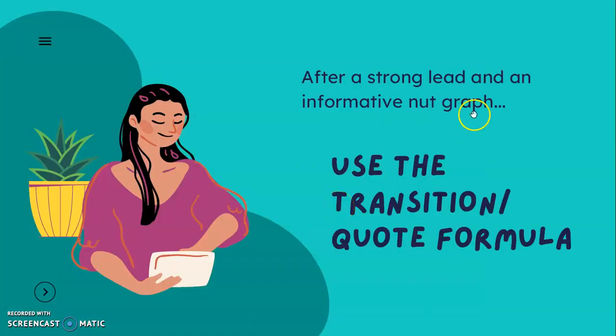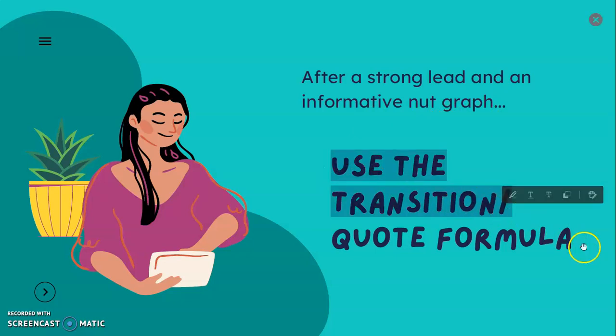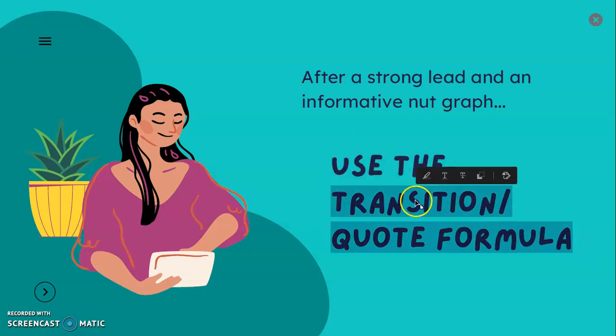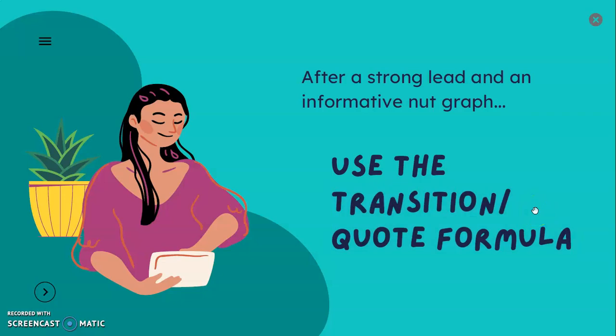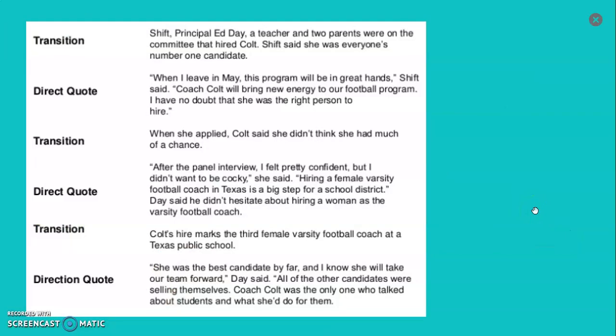Next is, after a strong lead and an informative nut graph, what do we need to write after that? We'll have to make a series of paragraphs using the transition or quote formula. Okay, so this is still part of the middle portion of your feature story. Now let's take a look at how the transition or quote formula looks like.